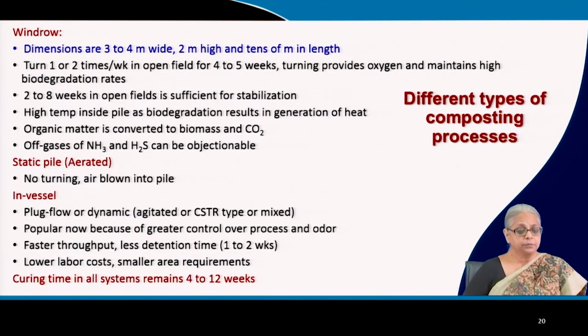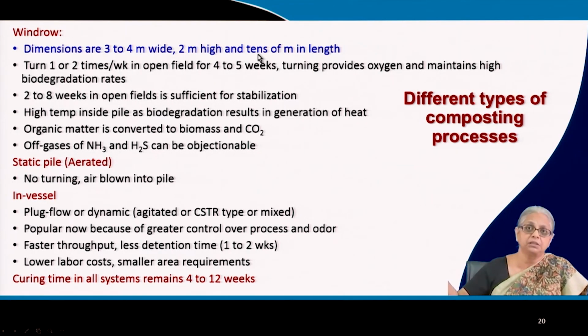Let's take a look at the other processes. So we have windrows. Windrows are also quite popular these days. It requires a large land area. The biggest problem with windrows is they are very efficient, but they also require a very high land area. So the dimensions are 3 to 4 meters wide, 2 meters in height, and tens of meters in length. Turning is done 1 or 2 times per week in an open field for 4 to 5 weeks.